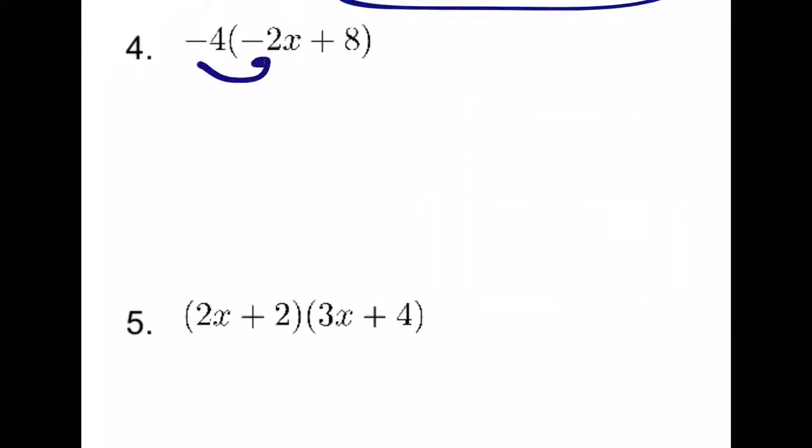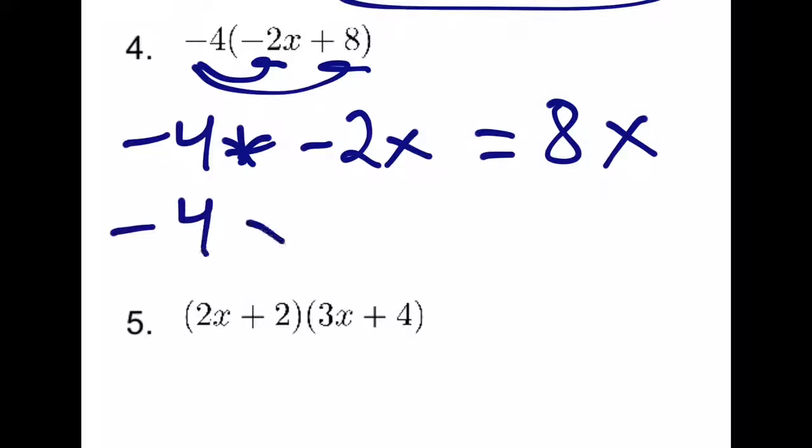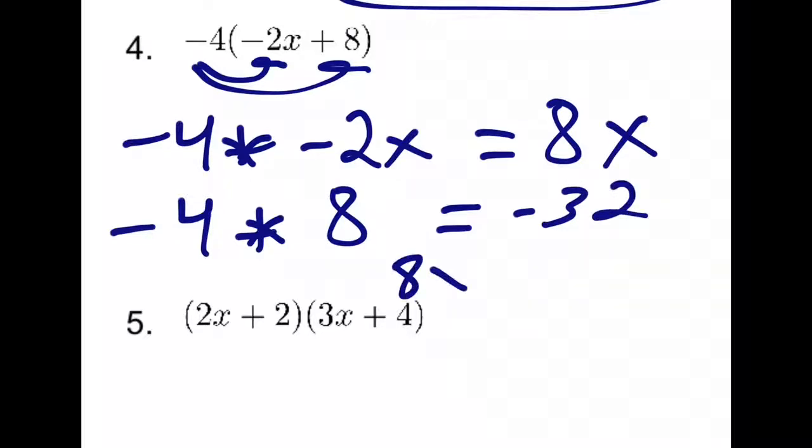Be wary of negatives. When I distribute negative 4 times negative 2x, I'm multiplying two numbers with the same sign, so it's going to come out as a positive 8x. Whereas negative 4 times a positive 8, different sign, it's going to come out negative. And I typically write this 8x minus 32.